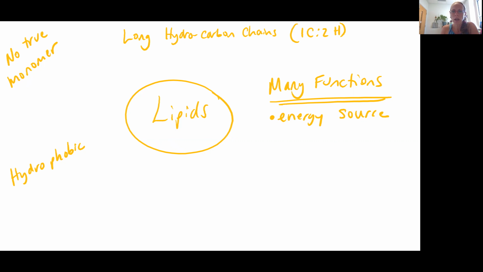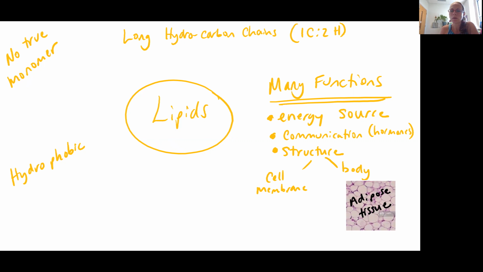In addition, our lipids are involved in communication. So we'll see that some of our hormones, these are our chemical messengers that travel through the bloodstream, can be made from lipids. We will also see them important in structure. So we see that there are lipids that are composing the cell membrane. Our body, remember, is made of cells. So if the cell membrane is important to the structure of the cell, then obviously, it's also important to the structure of the whole body.